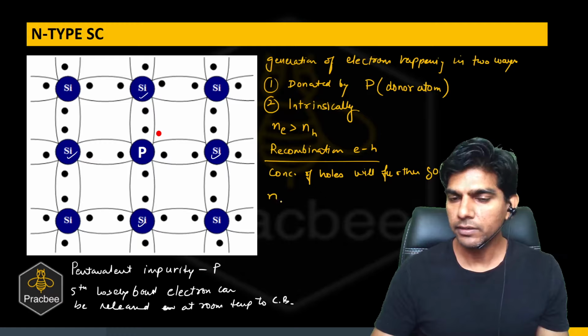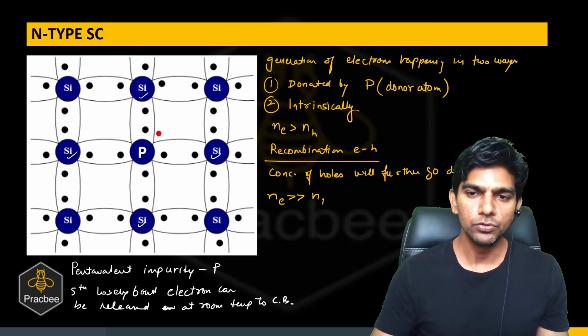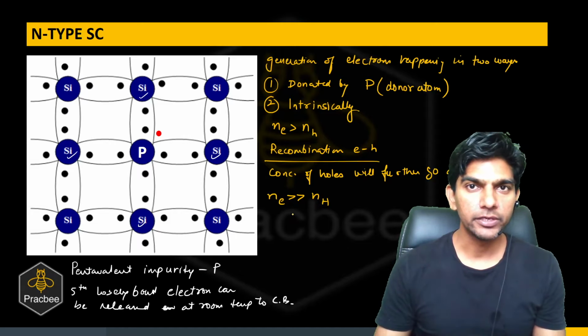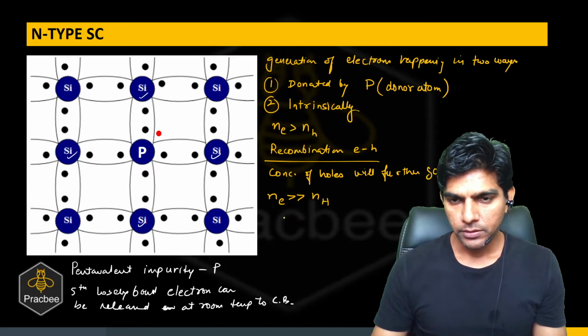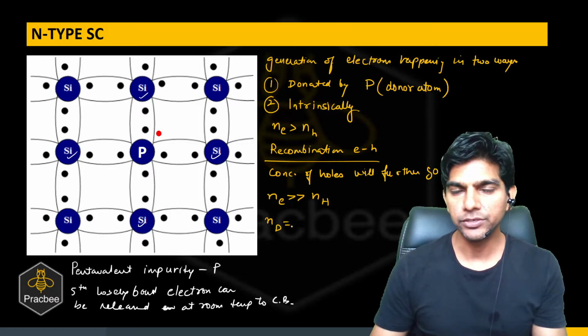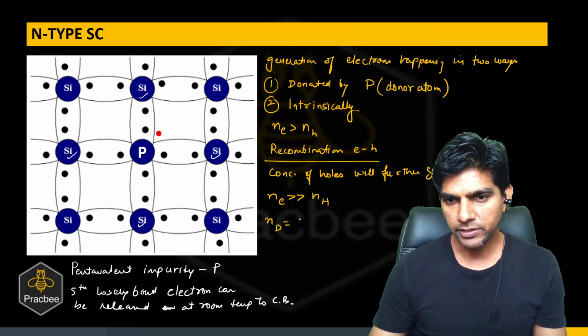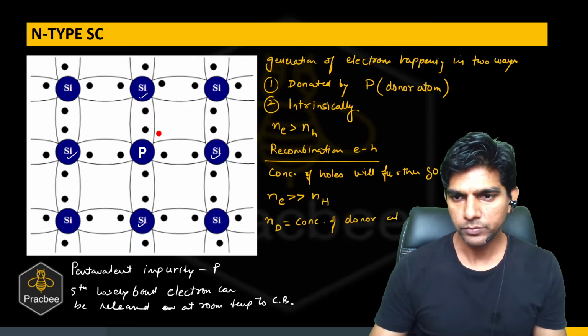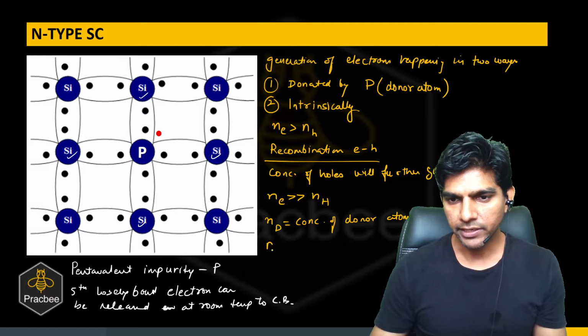So we can say the concentration of electrons will be very large in comparison to holes. So the majority of the electrons will come from where? It will come from the phosphorus. So if ND is the concentration of phosphorus atoms, we can say this is the concentration of donor atoms. So we can say Ne will be nearly equal to Nd.